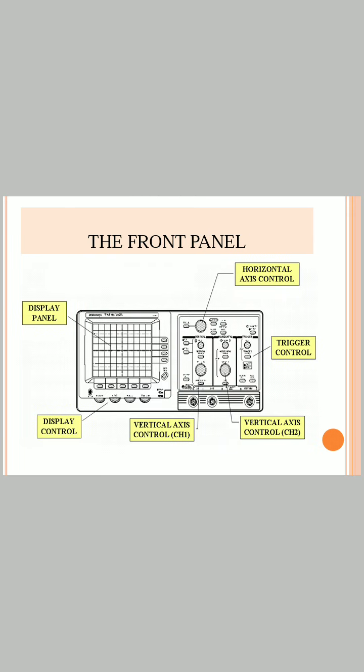Now you can see the front panel. Here you can see the physical form of the oscilloscope. In this you can see the display panel, display control, vertical axis, horizontal axis, trigger control, and so on.